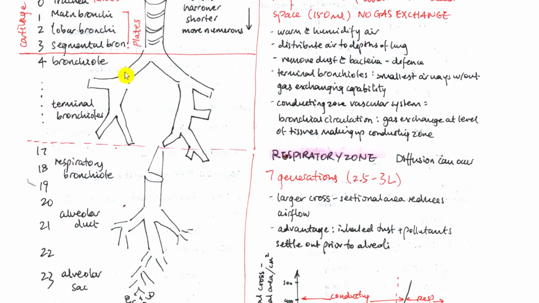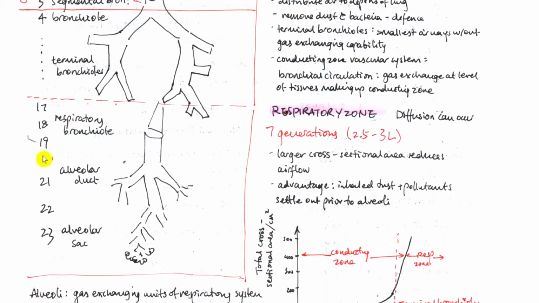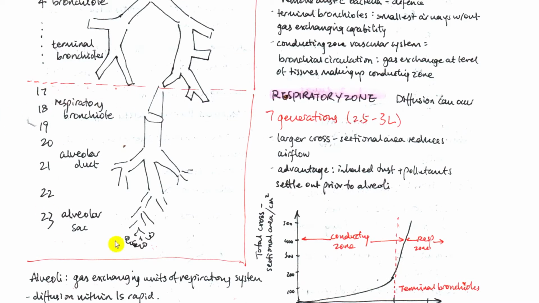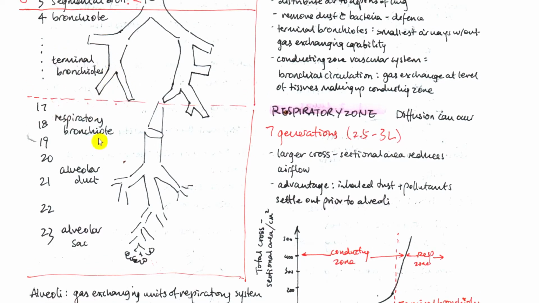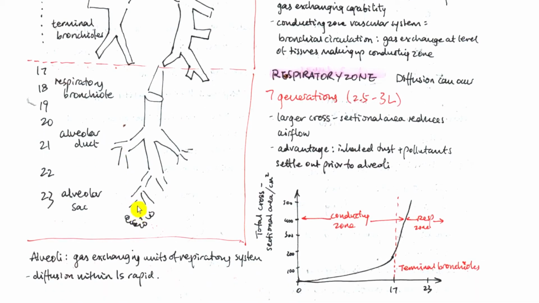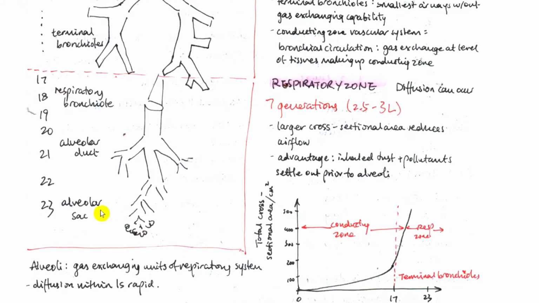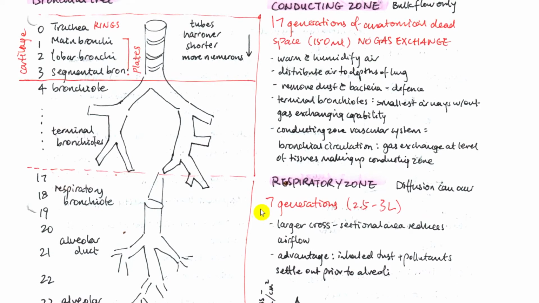Now, from generation 4 onwards, we don't have any cartilage, so this is bronchioles, and that splits into from 4 to about 16 terminal bronchioles, and then from 17 onwards, this is the respiratory zone, so where gas exchange happens. And it's a bit confusing because terminal bronchioles comes before respiratory bronchioles, but that's just how it is. So terminal bronchioles split into the respiratory bronchioles, and then respiratory bronchioles split into alveolar ducts, which then lead on to the alveolar sacs. So there's generation 0 to generation 24 generations there.